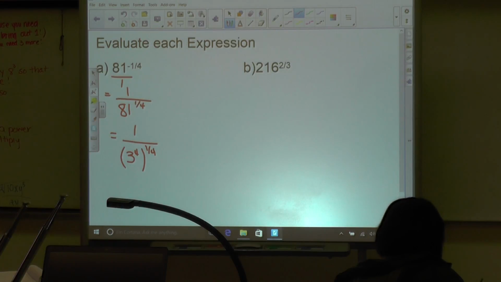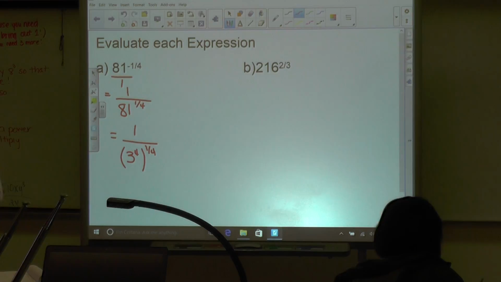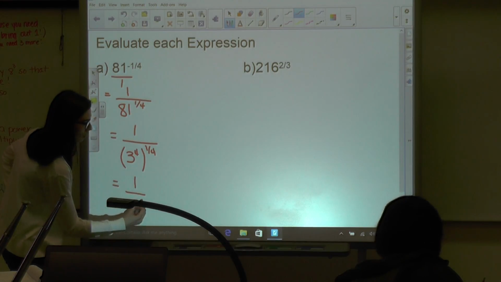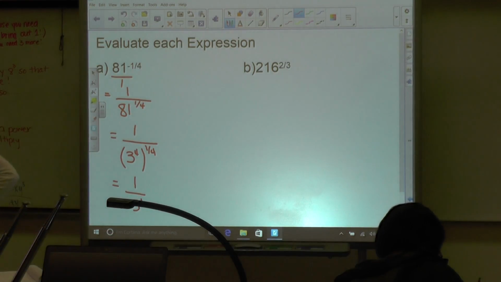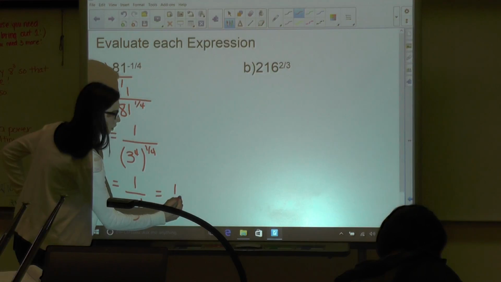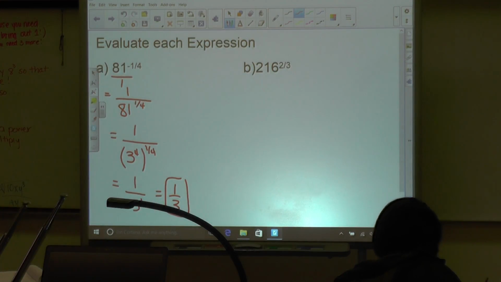What do you know about those rules? What rule is this? Power to a power, so what do we do? What's 4 times 1/4? 1. So this is 1 over 3 to the power 1. What's 3 to the power 1? So what's your answer? 1/3. Look at that. Wasn't so bad.